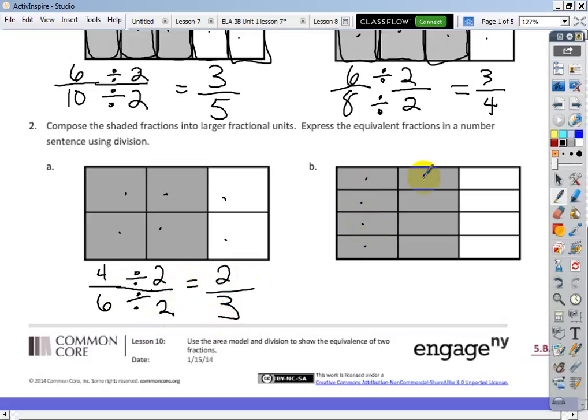1, 2, 3, 4, 5, 6, 7, 8, 9, 10, 11, 12. Okay, so 8 out of 12 equals, divide it by, ooh, I bet we can get a number bigger than 2. Well, think about it. 8 is divisible by 2, 12 is divisible by 2. Is 8 divisible by 4? Yes. Is 12 divisible by 4? Yes. That's probably the bigger of the two. What times 4 is 8? 2. What times 4 is 12? 3. So 8 divided by 4 is 2. 12 divided by 4 is 3.